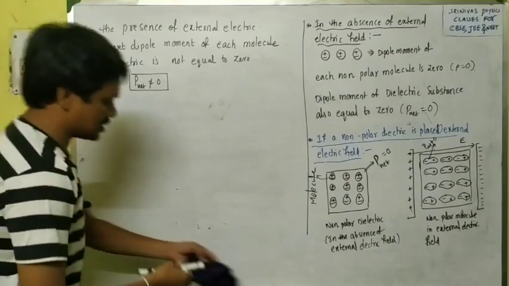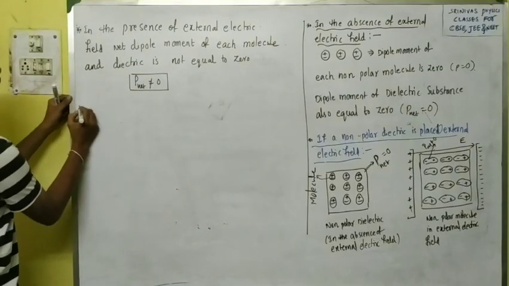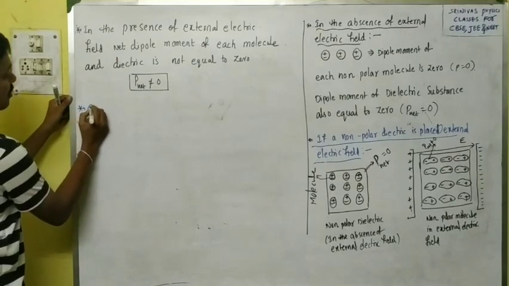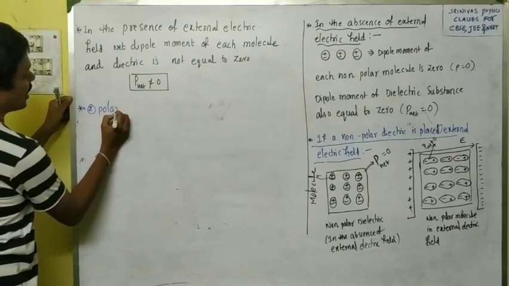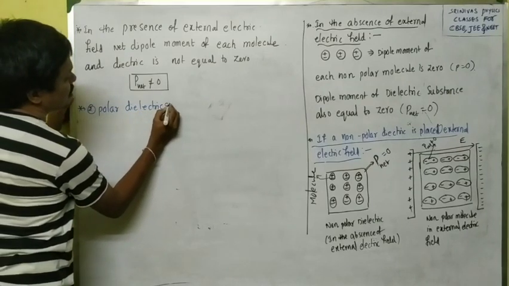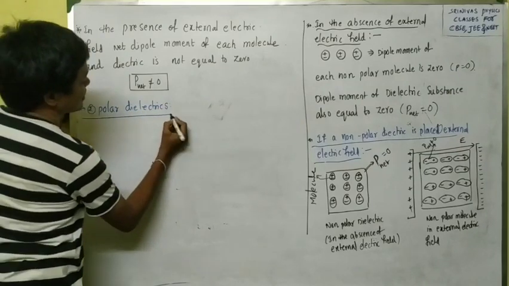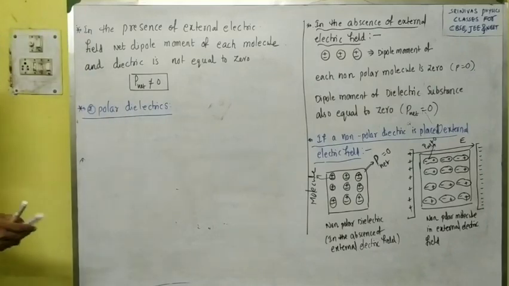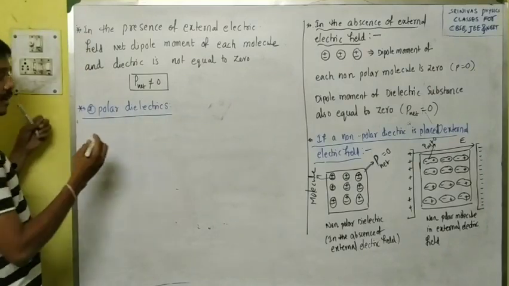And the next one is, let us discuss the polar dielectrics. Second type of dielectrics are the polar dielectrics. What are the polar dielectrics? Polar dielectric is a substance, right? It contains the molecules.